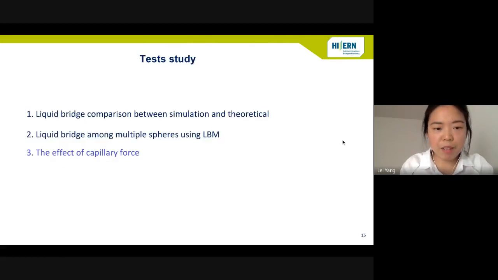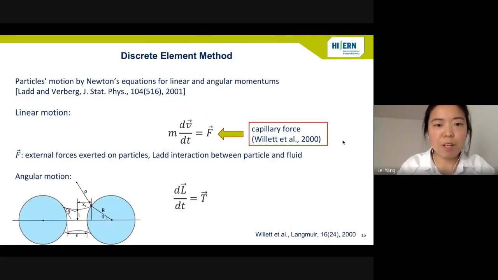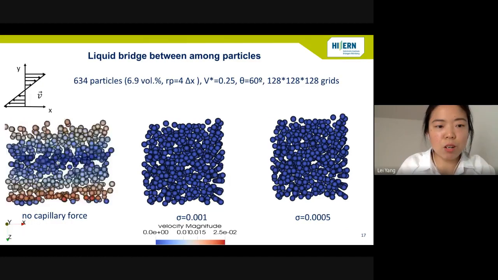Then we study the effect of capillary force. As I mentioned before, we employed the capillary force model from Willett, and then we add this force to the linear motion of the particle. Since the capillary force is exerted on the center line of the particles, its contribution to the angular motion is zero till now. And then we switch to a big system.